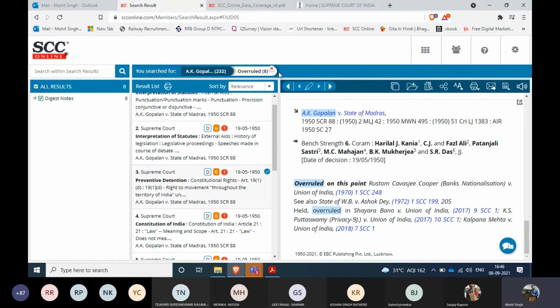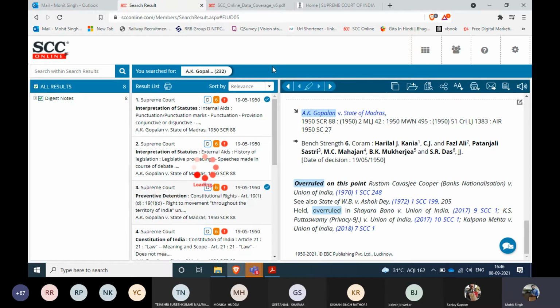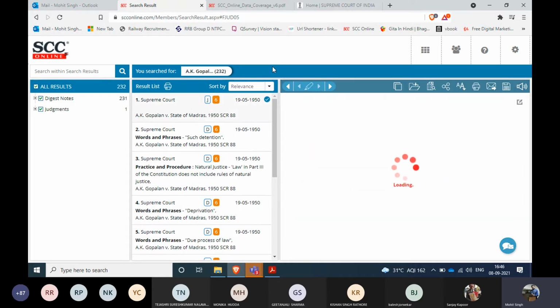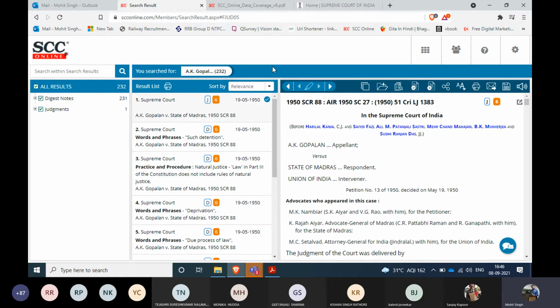So with this example, I hope you got to understand that yes, we can get the judgment extract, but more than that, we can also get to know whether the judgment we are looking at contains any bad law, any overruled law point or not, right?